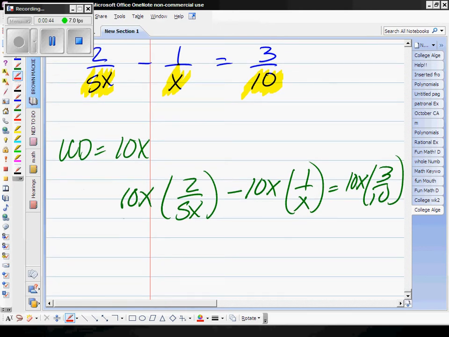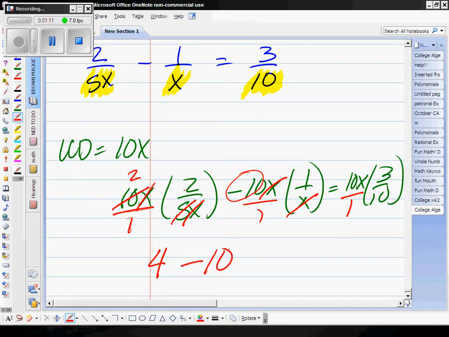So we see what we can cross cancel out, because technically all of these 10s are over 1, just like we've done before. So 5 goes into 10 2 times, and the x's cancel out. That leaves me with 2 times 2, which is 4. And then x cancels out with x, right? And that leaves me with negative 10 times 1, which would give me minus 10, right? Equals 10, and 10 cancels out, which leaves me with 3x, right?